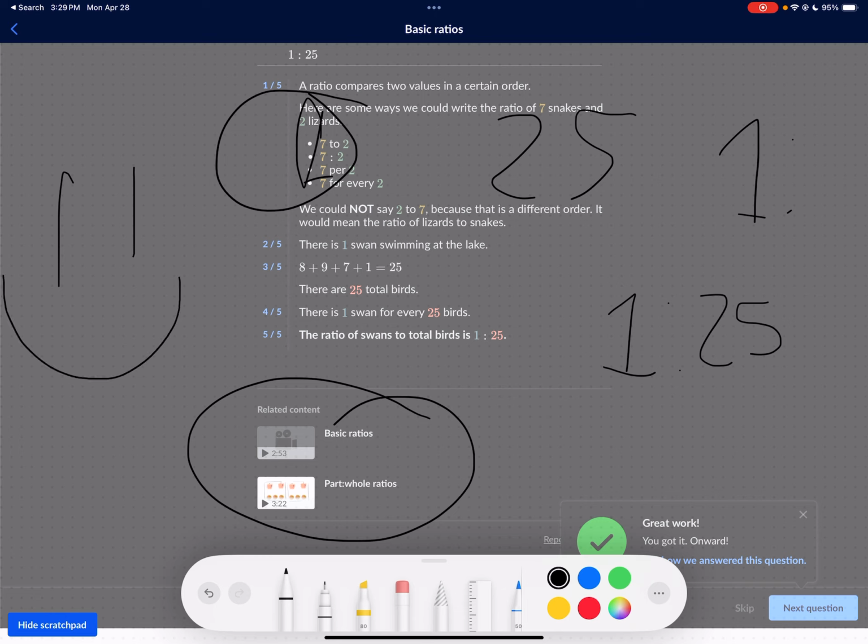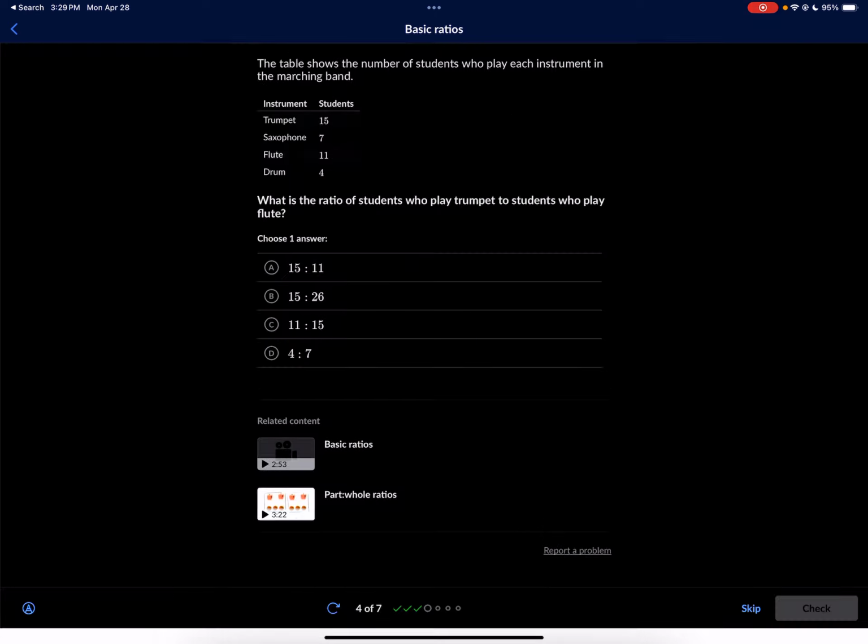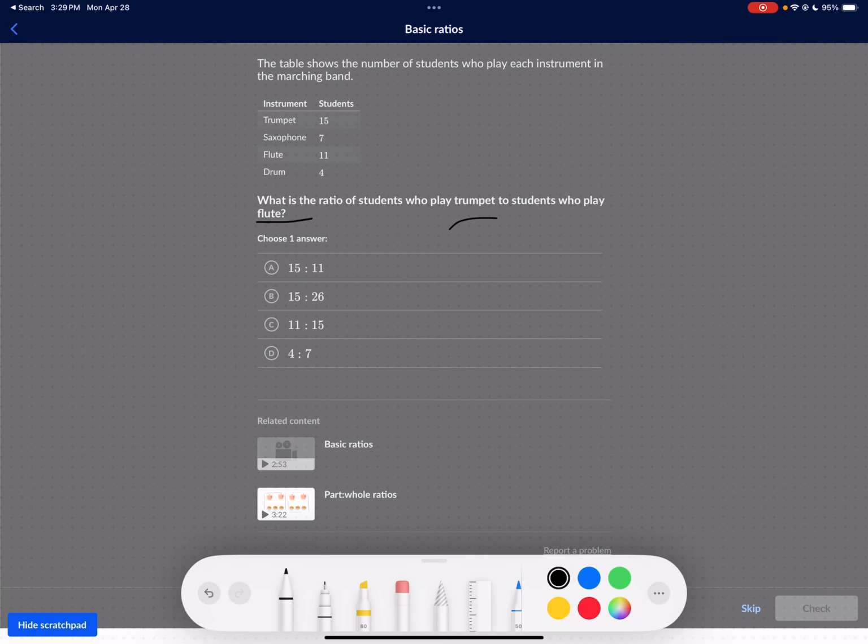You guys are doing amazing. Let's move on. The table shows the number of students who can play each instrument in the marching band. What is the ratio of students who play trumpets to students who play flute? So we have part to part. We have trumpet to flute. Let's look at trumpet, let's look at flute. What's our ratio going to be? I'm going to let you guys have a crack at it. 15 to 11. If you got that right, great job. Because as we can see here, we have 15 for trumpet, and then 11 for flute. So A must be our final answer.